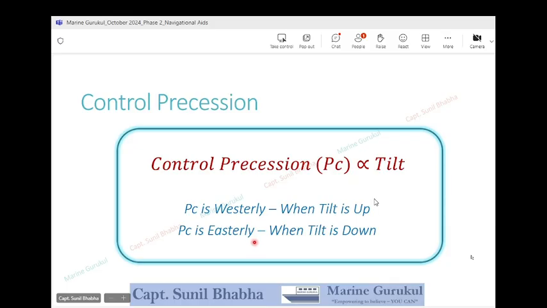This is a very important relationship for understanding the gyro fundamental. So when we proceed ahead and try to understand the motion of the gyro, we will be using these expressions. So keep it in your mind.